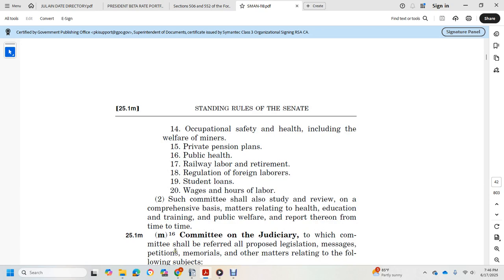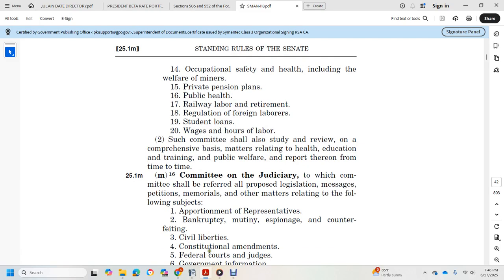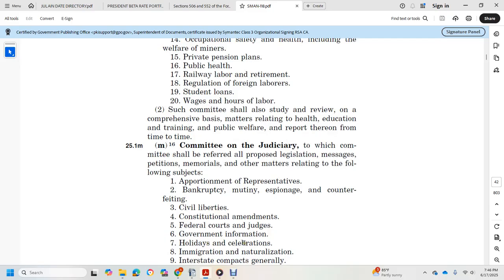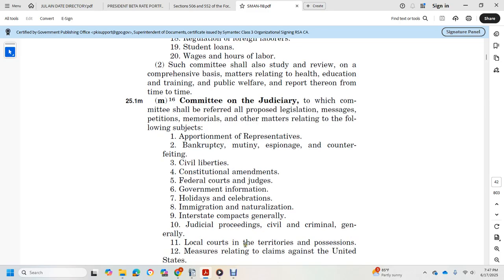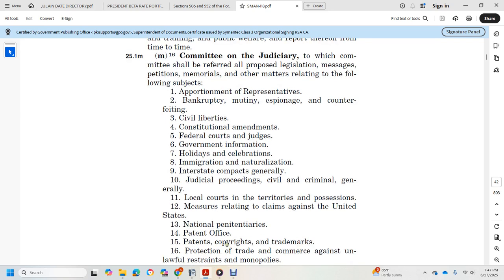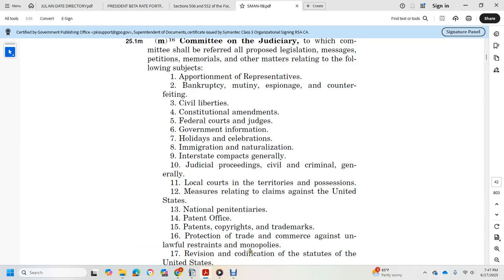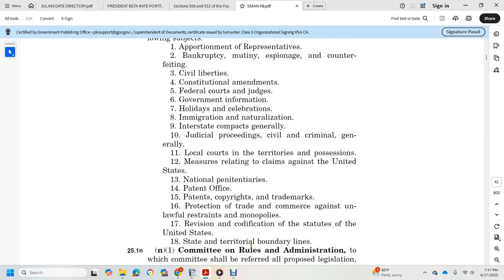Committee on the Judiciary, to which committee shall be referred proposed legislation, messages, petitions, memorials, and other matters relating to the following subjects: apportionment of representatives, bankruptcy, mutiny, espionage, and counterfeiting, civil liberties, constitutional amendments, federal courts and judges, government information, holidays and celebrations, immigration and naturalization, interstate compacts generally, judicial proceedings, civil and criminal, and local courts of the territories and possessions, measures relating to claims against the United States, national penitentiaries, patent office, patents, copyrights, and trademarks, protection of trade and commerce against unlawful restraints and monopolies, revision and codification of the statutes of the United States, and state and territorial boundary lines.